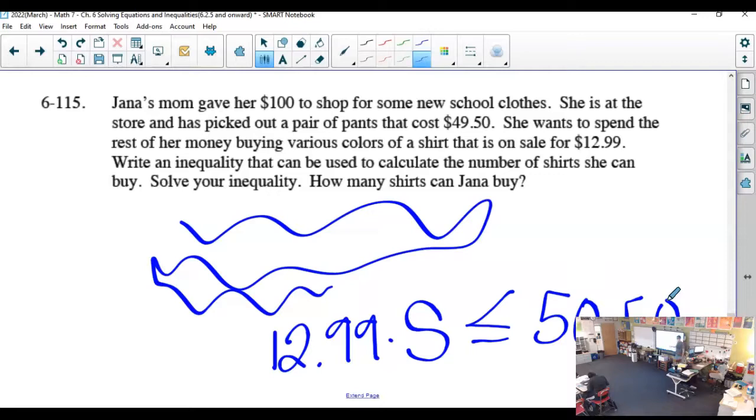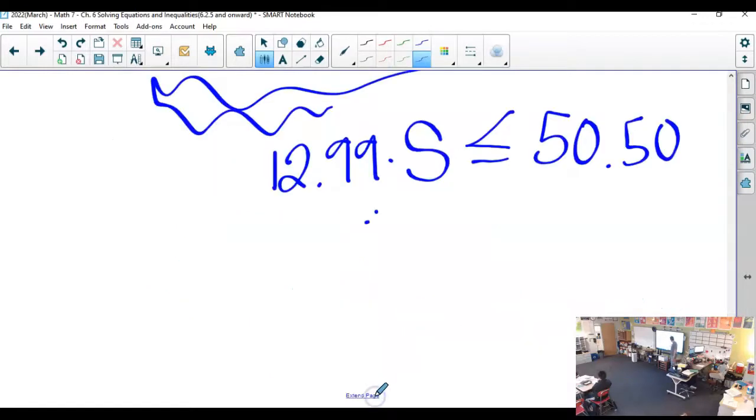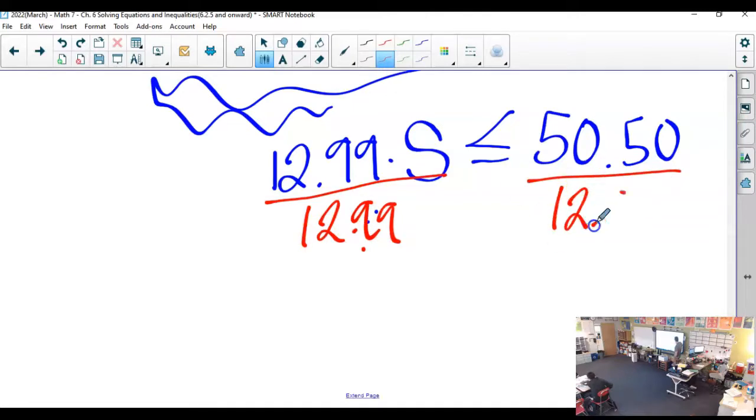So this is going to solve out to be 3 point something. But we can't buy 3 point something. Right? So on your paper, the work I should see is we divide by 12.99. But then the answer isn't going to make complete sense because it's 3 point something. So we would just say 3. We could buy 3 shirts. We could almost buy a 4th. Well, we might need to find a cheaper 4th shirt option.